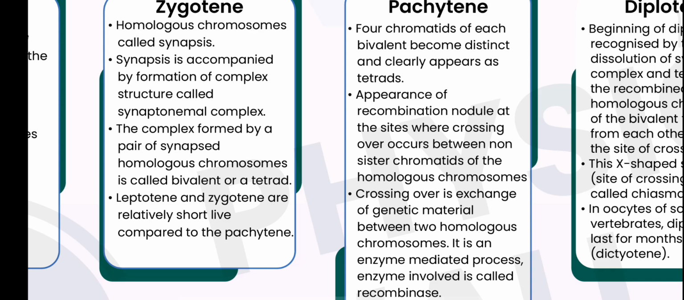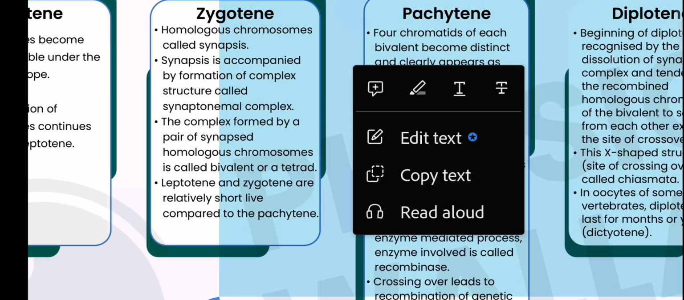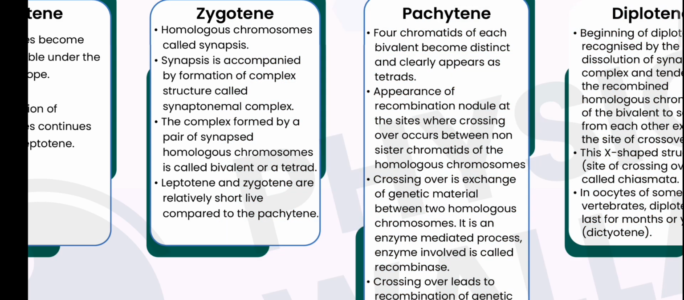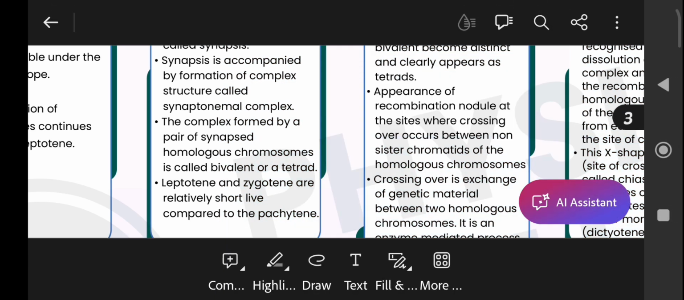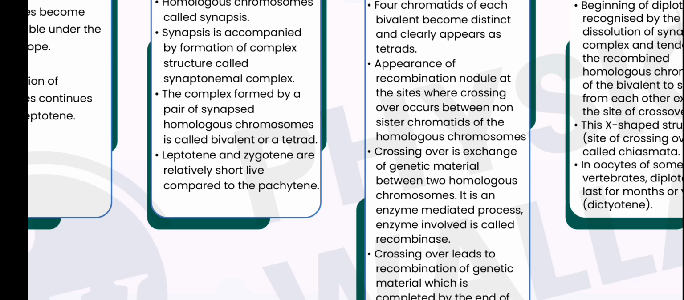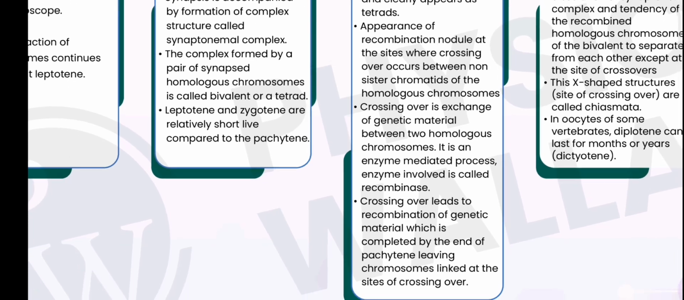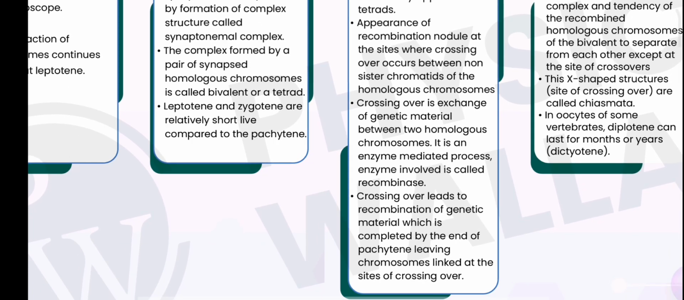Pachytene. The four chromatids of each bivalent become distinct and clearly appear as a tetrad. Appearance of recombination nodules at the sites where crossing over occurs between non-sister chromatids of the homologous chromosomes. Crossing over is the exchange of genetic material between two homologous chromosomes. It is an enzyme-mediated process. The enzyme involved is called recombinase. Crossing over leads to recombination of genetic material, which is completed by the end of pachytene, leaving the chromosomes linked at the sites of crossing over.